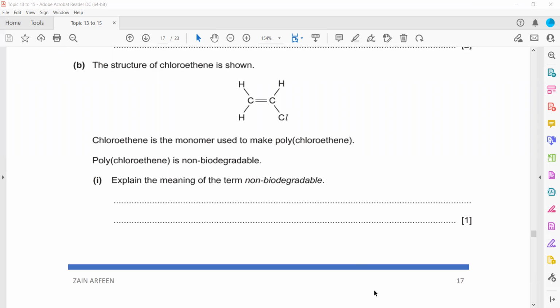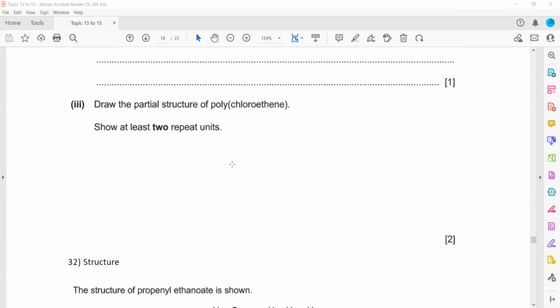Then explain the meaning of the term non-biodegradable. The term non-biodegradable means it cannot be decomposed naturally or by bacteria. So it cannot decompose or break down naturally. So that is called non-biodegradable. Biodegradable is the opposite, it can be broken down naturally by bacteria.